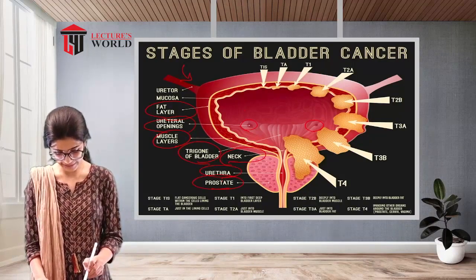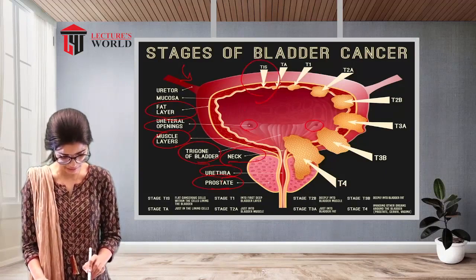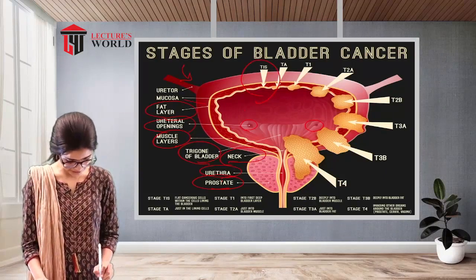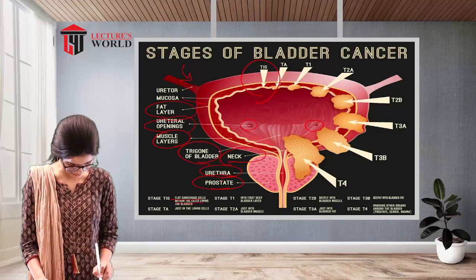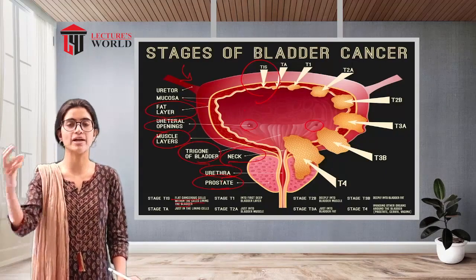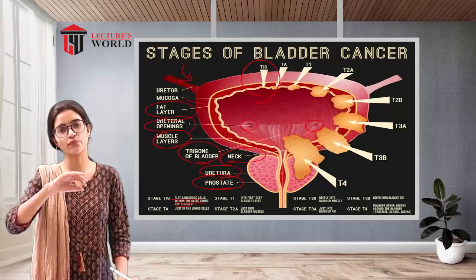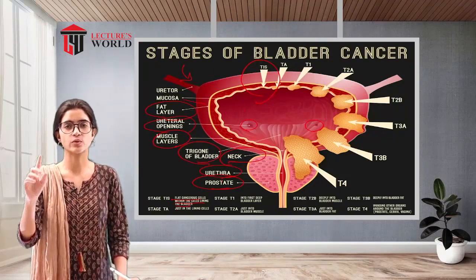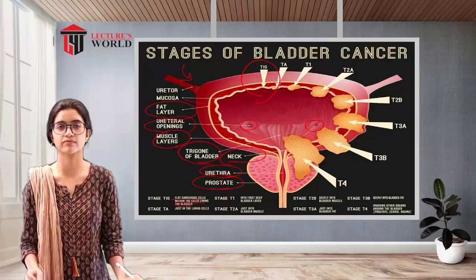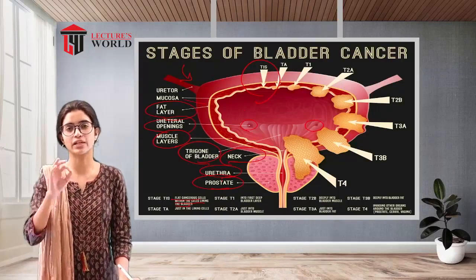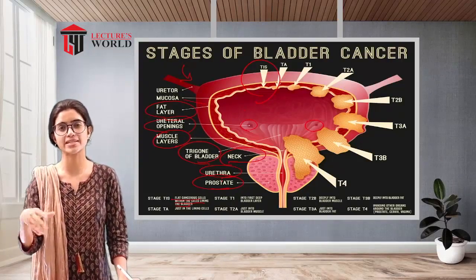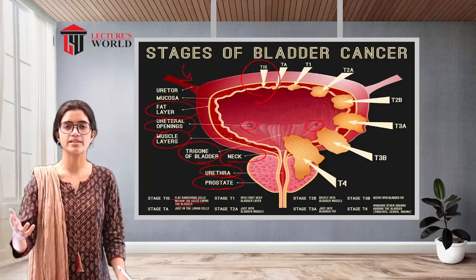So now when we are discussing TIS, which is present in the mucosal lining, TIS is flat cancerous cells within the cell lining of the bladder. So carcinoma in situ are basically flat cancerous cells and they are limited to the lining of the bladder. Only the lining of the bladder has been affected with the cancerous growth, but they are not invading the surrounding structures.